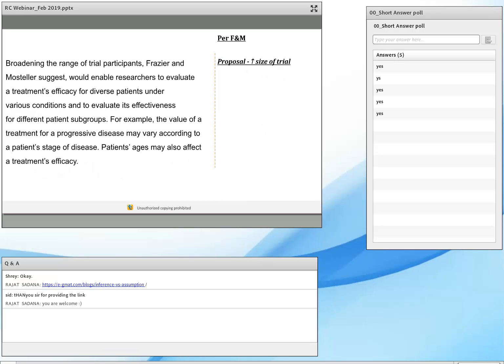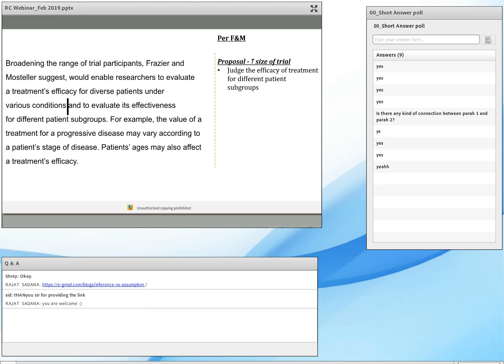Then the author says, broadening the range of trial participants, F&M suggests, again, remember where F&M are suggesting something, would enable researchers to evaluate a treatment's efficacy for diverse patients under various conditions. So again, I would stop over here because my brain is starting to get overloaded. As I'm reading this, what's important is to understand where I'm stopping, because that's where my brain starts to get overloaded. If your brain gets overloaded earlier, then you should stop earlier, and that's a key.